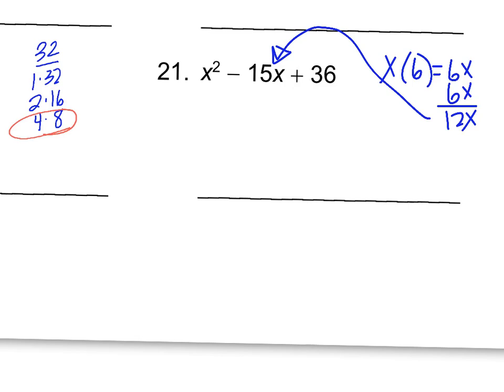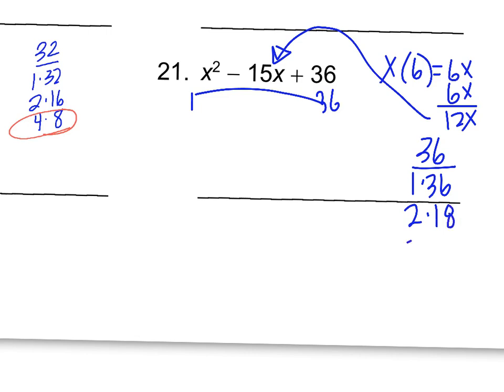My regular factoring, which is the 1 and the 36. So I'm going to make my list, 36, 1 times 36, 2 times 18, 3 times 12, 4 times 9, 5 doesn't go in evenly, and 6 times 6. I'm looking for the pair that add up to be 15. So the pair that add up to be 15 is the 3 and the 12. So I'm going to circle those.